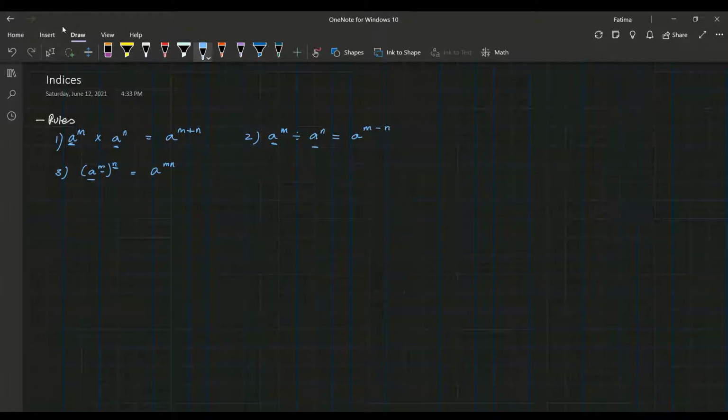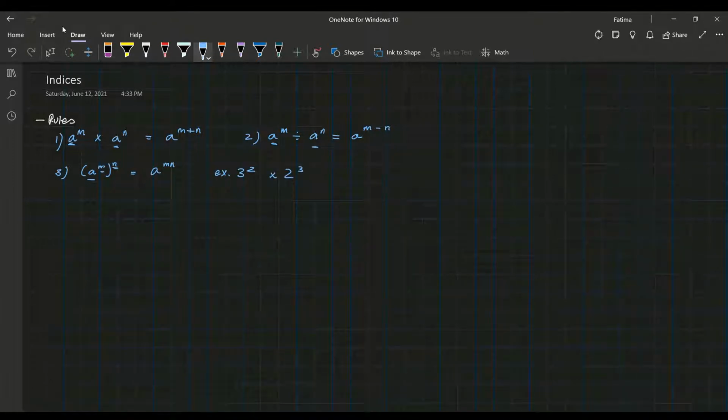Now, there are some cases where rule number 1 and rule number 2 can be a bit confusing because it may seem that the bases are not the same. So let's say we're given the example 3 squared into 2 cubed.